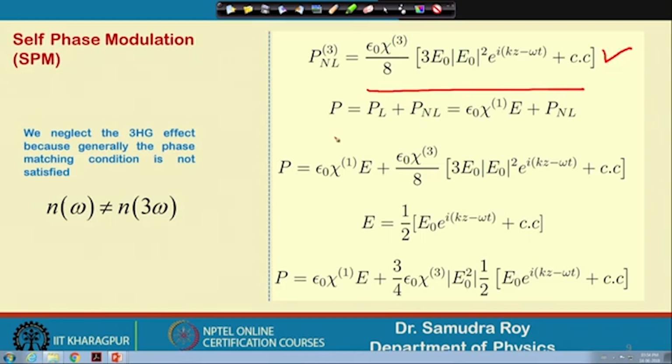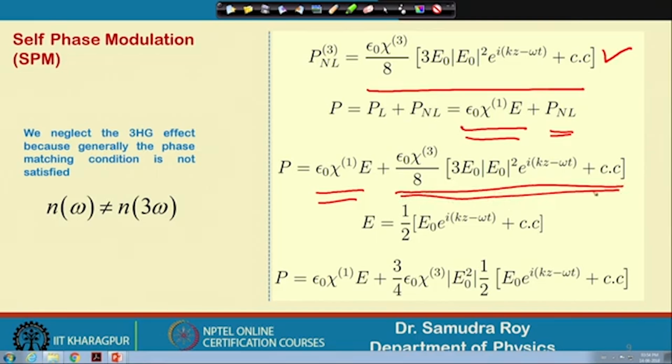So, if I write my total polarization only containing this omega term in P nonlinear, then we will have epsilon 0 chi 1 E, this is the linear term, plus P nonlinear. If I now explicitly write these things, then this is the first term and this is the second term that will appear because of this third order effect. So, you can see that the coefficient of third order effect is sitting here.